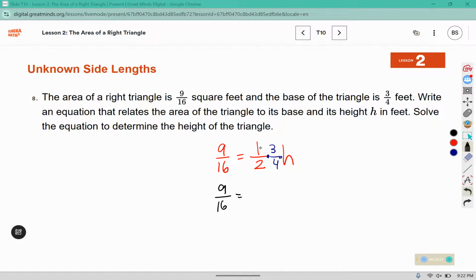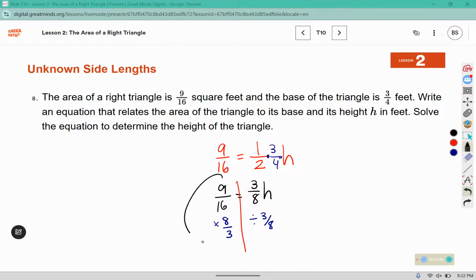We're going to combine our like terms. 1 times 3 is 3. 2 times 4 is 8. And we have h there. H is being multiplied by 3/8, so I'm going to divide by 3/8. Remember, dividing by 3/8 is the same as multiplying by the flipped over version.